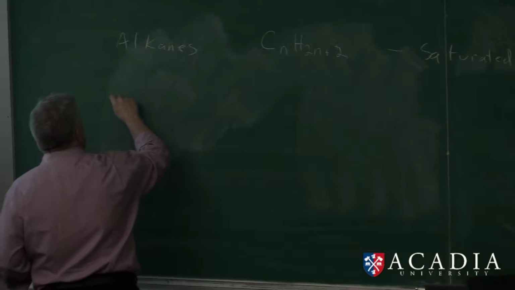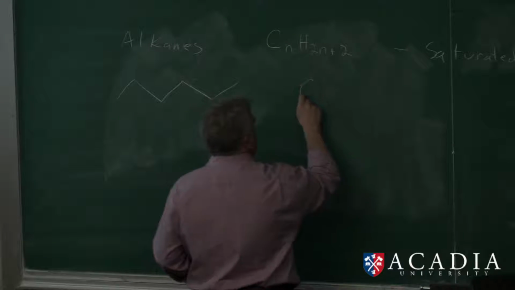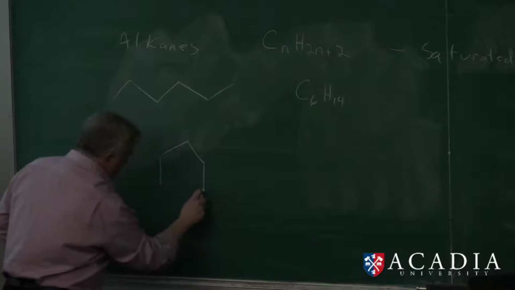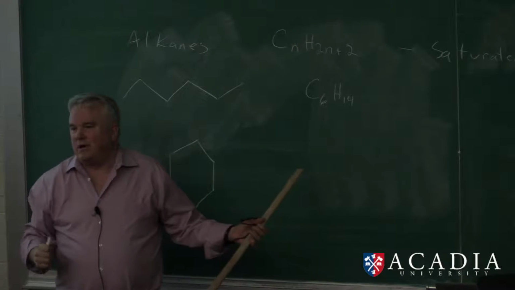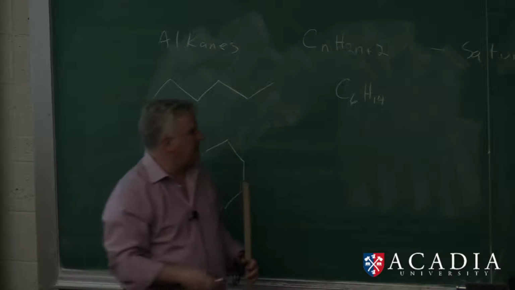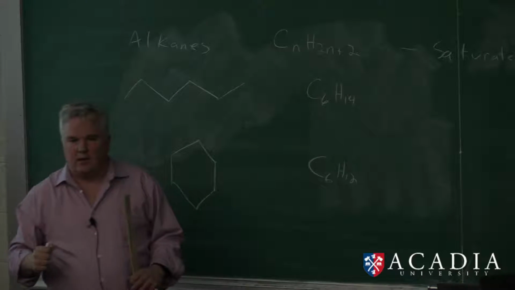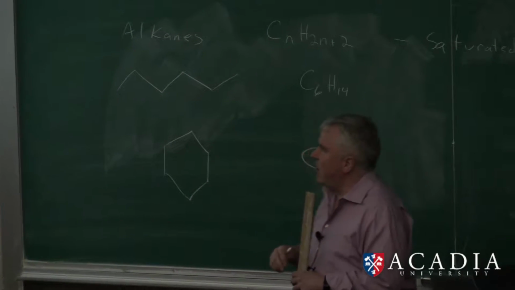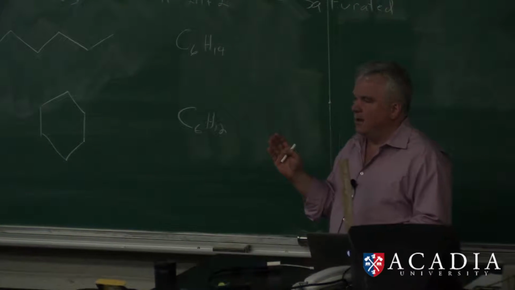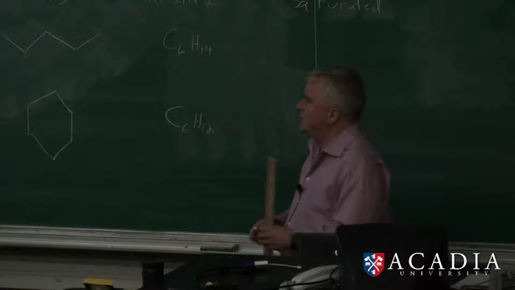So, for instance, 1, 2, 3, 4, 5, hexane is C6H14. As soon as I make cyclohexane, can anybody tell me the empirical formula, or the molecular formula for cyclohexane? C6H12. It has 2 less hydrogen. So we talk about an unsaturation index. That tells us how many hydrogens are missing. Sometimes you'll hear it called the index of hydrogen deficiency, or IHD.